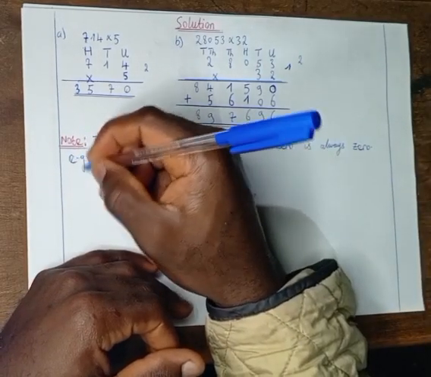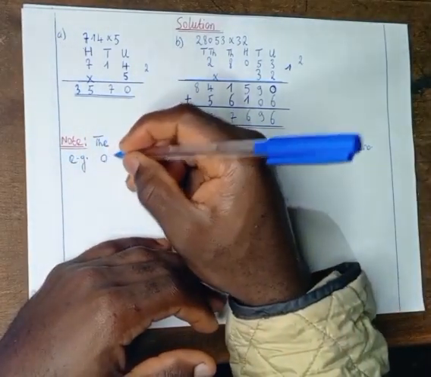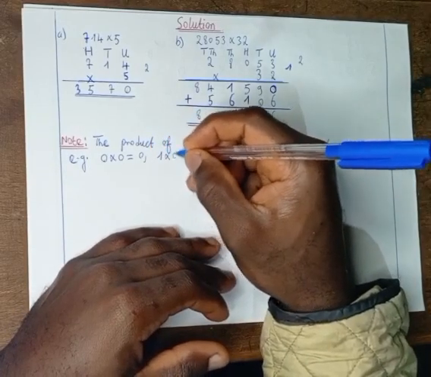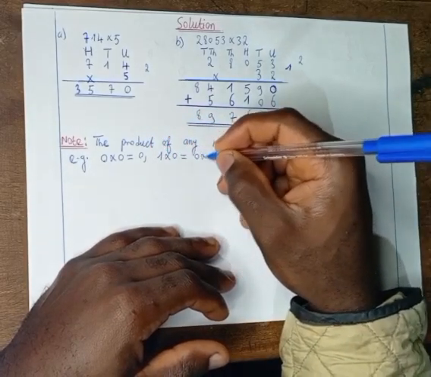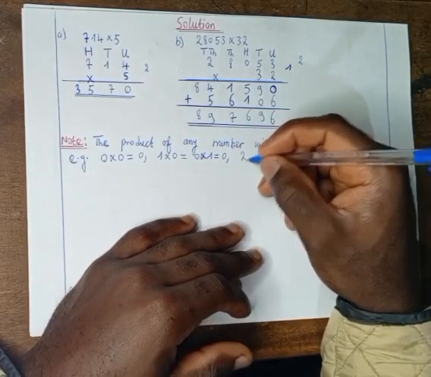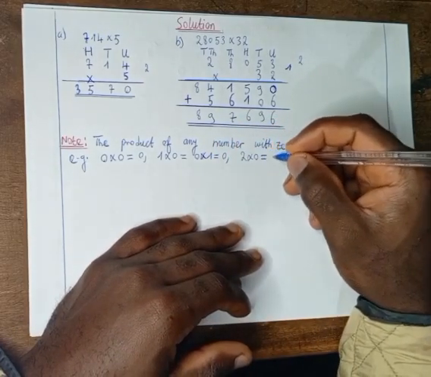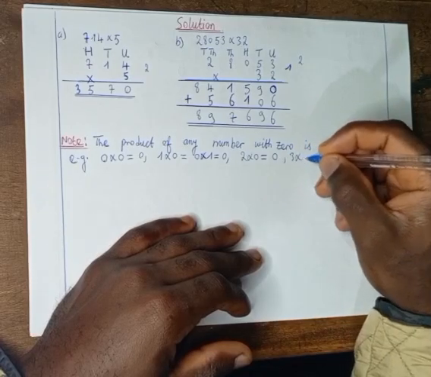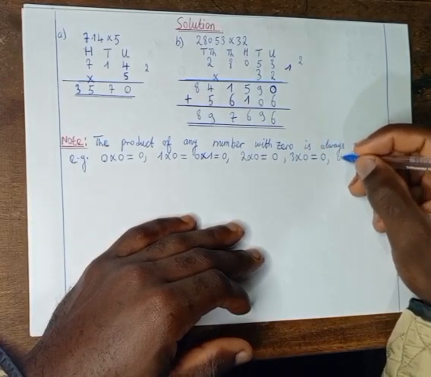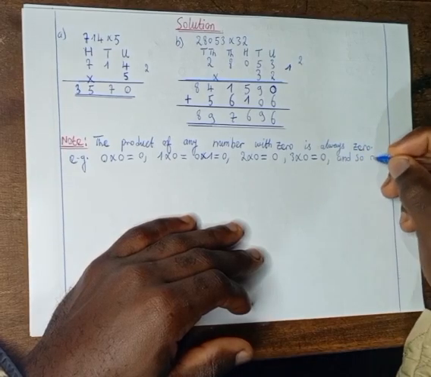E.g., if you multiply any number with 0, it gives you 0. 0 times 0 is 0. 1 times 0, which is the same as 0 times 1, is equal to 0. 2 times 0, which is the same as 0 times 2, is 0. 3 times 0, which is the same as 0 times 3, is 0. And so on.